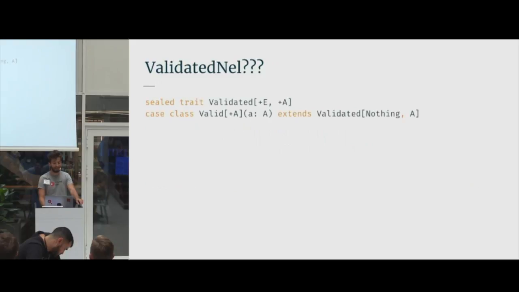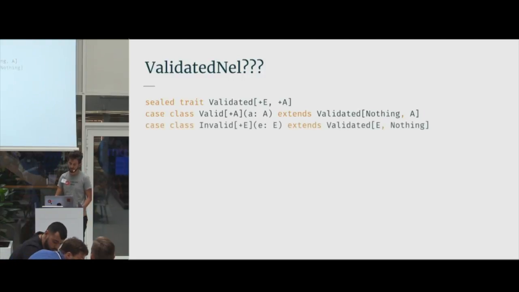Okay, validated NEL is actually a really cool thing, and I'll explain it in detail. So we have this thing called validated, which is a sealed trait, so it's an ADT. It has two type parameters. One is for the invalid types and one for the valid types. So the first case of this is the valid, which just has a single value of A, which is the valid type. And then we also have a constructor that represents the invalid values. So, and that's basically all it is. So what we have is something that is actually very similar to either, but has a different naming. And so it's either a value of type E or a value of type A.